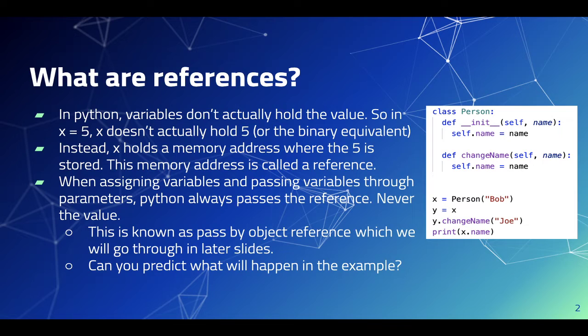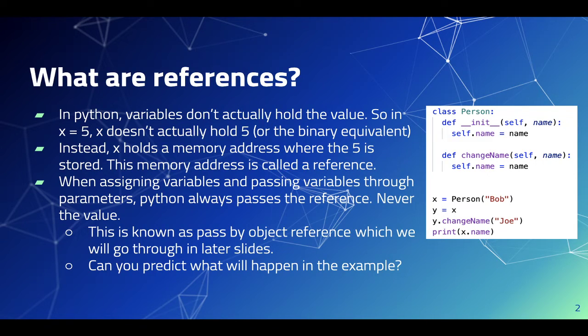So when assigning variables and passing variables through parameters, functions, or assigning them to other variables, Python always passes the reference, not the actual value. This is known as pass by object reference, which we will go through in later slides. So can you predict what will happen in this example?